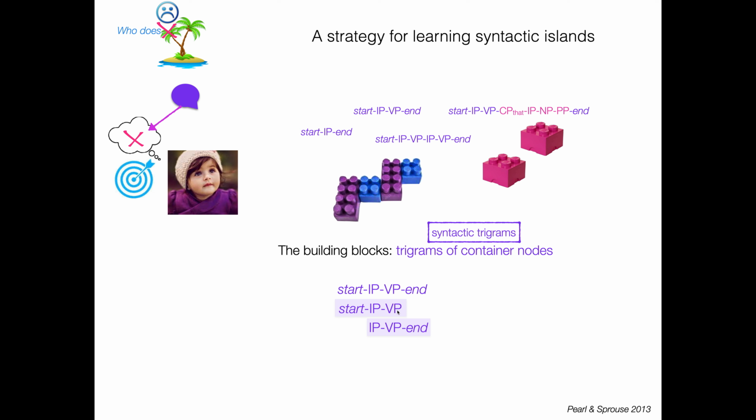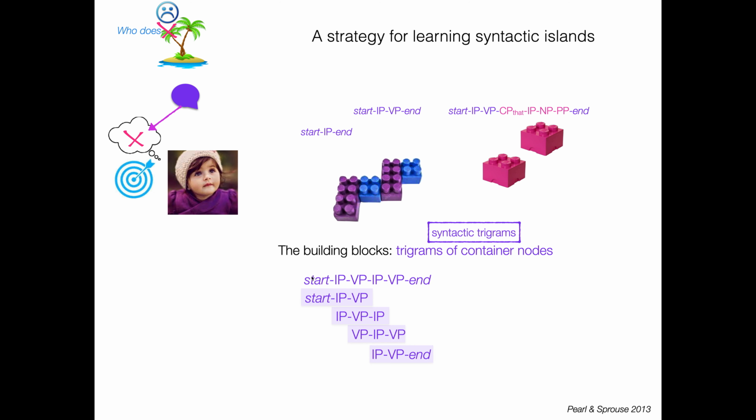So start, IP, VP is one building block, IP, VP, end is the second building block, and these can be recombined to recreate the original dependency. These are our building blocks, our syntactic trigrams. And we can do this for any dependency we like. Here we have the longer one. It includes our two building blocks from before and two additional ones that capture that internal segment.